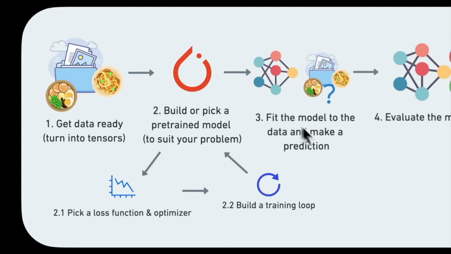Number 3, we're going to fit the model to the data and make a prediction. So say we were working on image classification for ramen or spaghetti. How do we build a neural network or put our images through that neural network to get some sort of idea of what's in an image? We'll see how to do that.